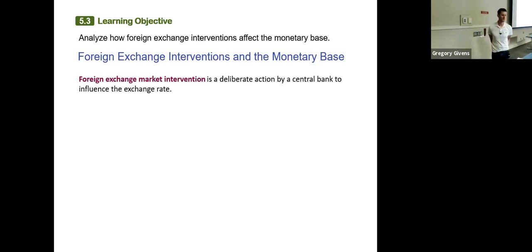Let me start with a definition to make sure everybody is on the same page here. What do I mean by a foreign exchange market intervention? This is a deliberate action by a central bank to try to influence its country's exchange rate. Okay, that's a foreign exchange intervention.